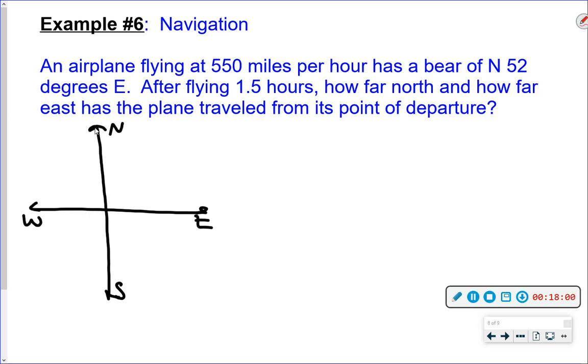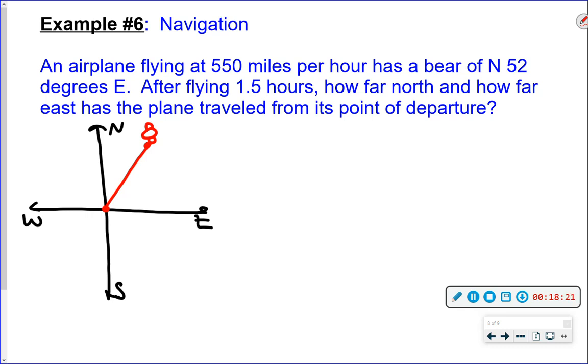So airplane flying. Now we always start, anything we graph, we always start, of course, at the origin. It is flying north 52 degrees east. So northeast would put you out here in quadrant 1. So here's my little airplane. Yes, I know my drawing skills just keep getting better. After flying 1.5 hours, how far north, how far east has the plane traveled?